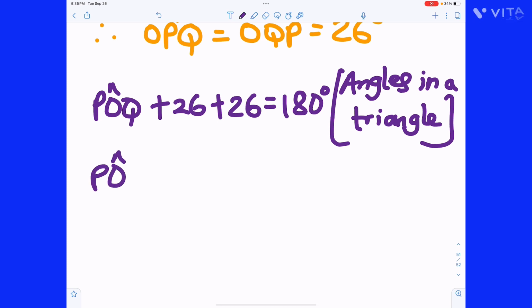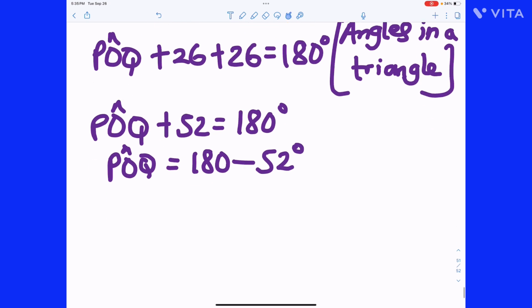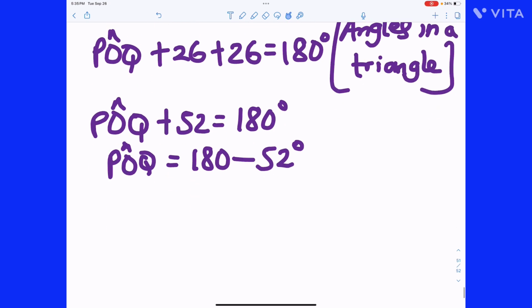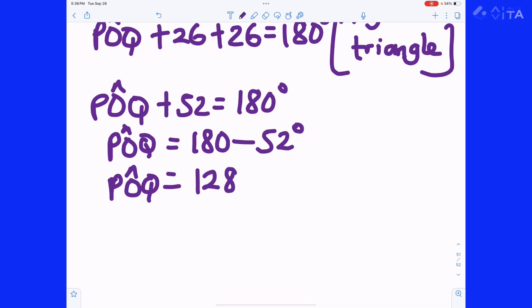So angle POQ plus 52 is 180. So POQ is 180 minus 52. What does that give you? That gives you angle POQ is equal to 180 minus 50, 130, minus 2, 128.